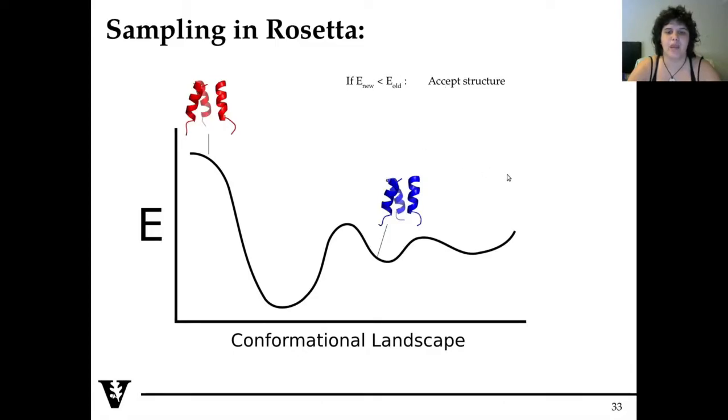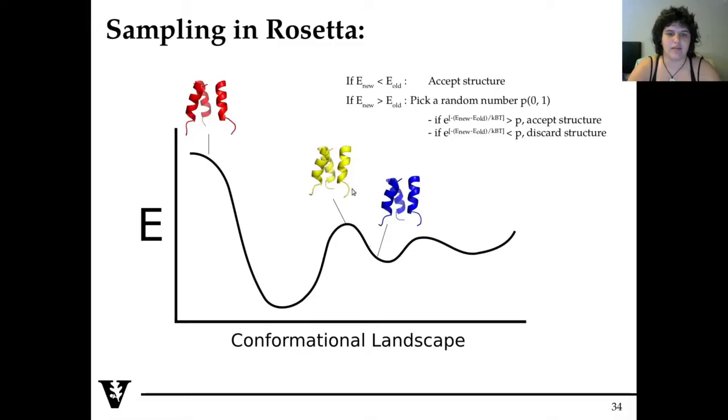the structure. But let's say that then we add a third model that has higher energy compared to the old one, that is the blue one. The Monte Carlo sampling will at this point pick a random number between 0 and 1, and if the difference of energy calculated here is higher than the random number, the Rosetta Monte Carlo sampling will accept the structure. If not, it will discard the structure.